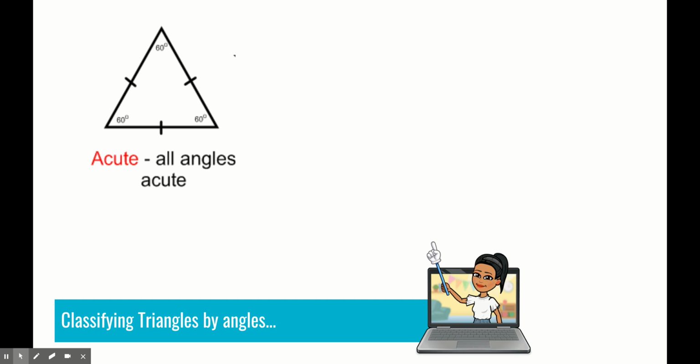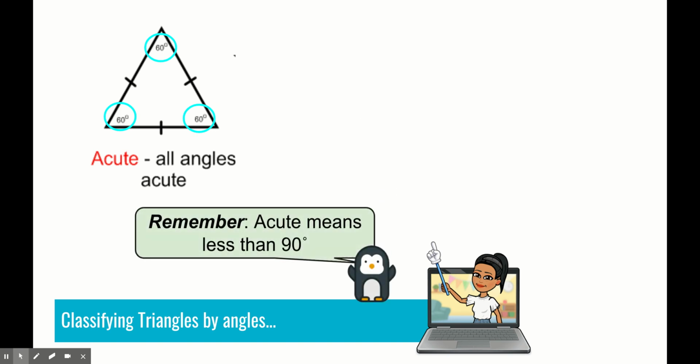Now, if we're looking at the angles of a triangle, an acute triangle is a triangle that has all angles acute. So just remembering that acute means less than 90 degrees. So if a triangle has all angles that are less than 90 degrees, then it is an acute triangle.